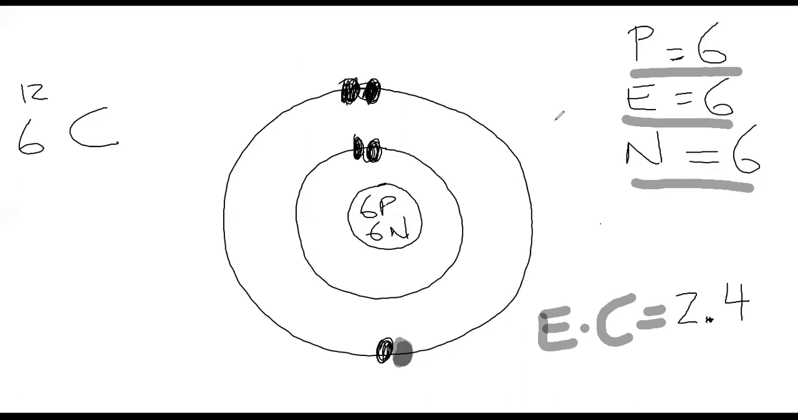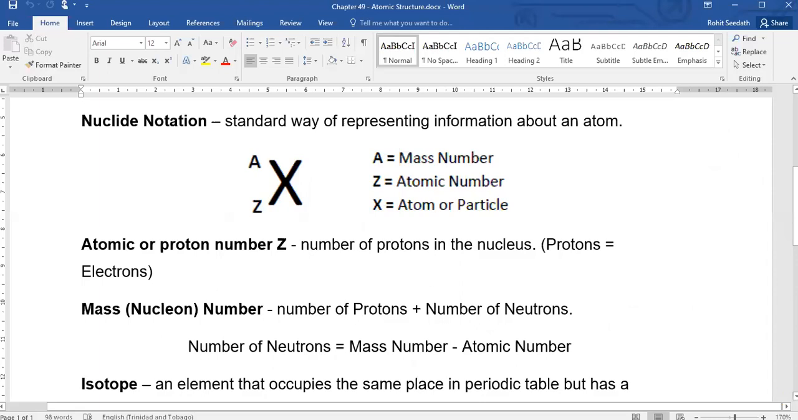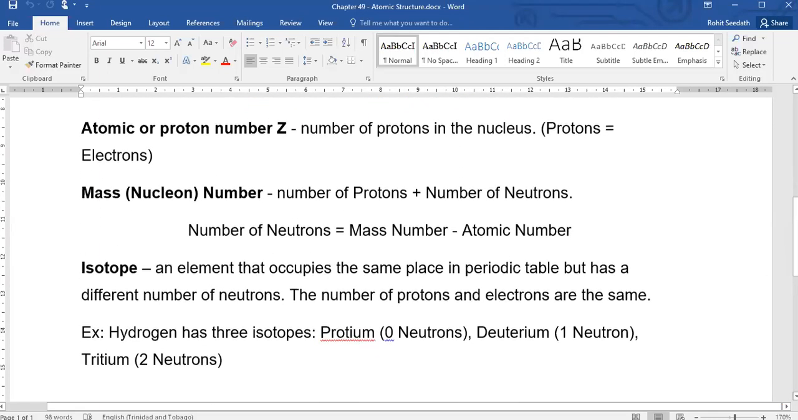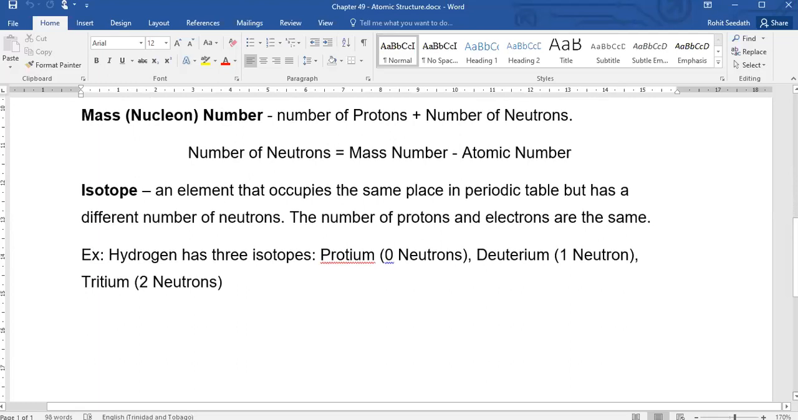So we're going to talk about something called isotopes. And then we'll go on to the next lecture. So isotopes, an isotope is an element that occupies the same place in the periodic table but has a different number of neutrons, which means that you can have one element but you can have 3 forms of it. The number of protons and electrons are the same. An example is hydrogen. Hydrogen has 3 isotopes.